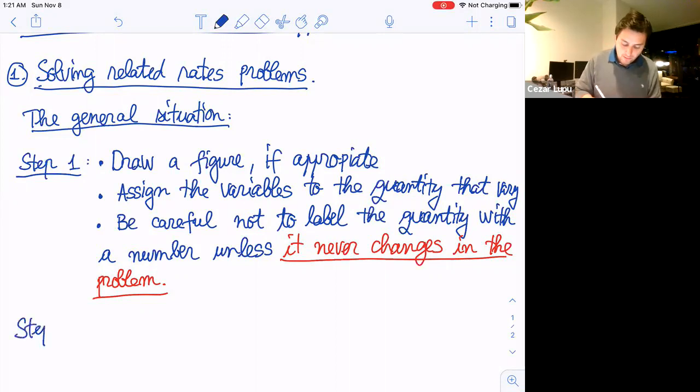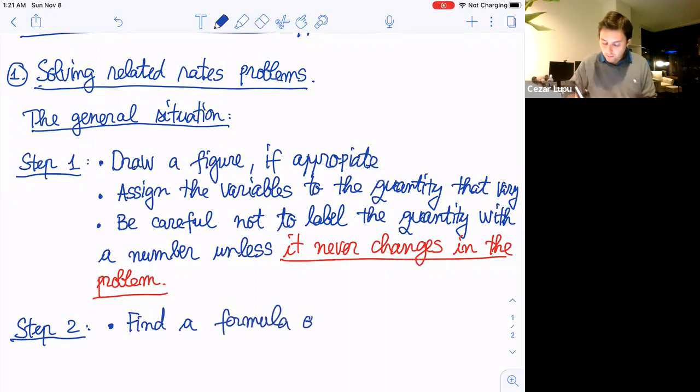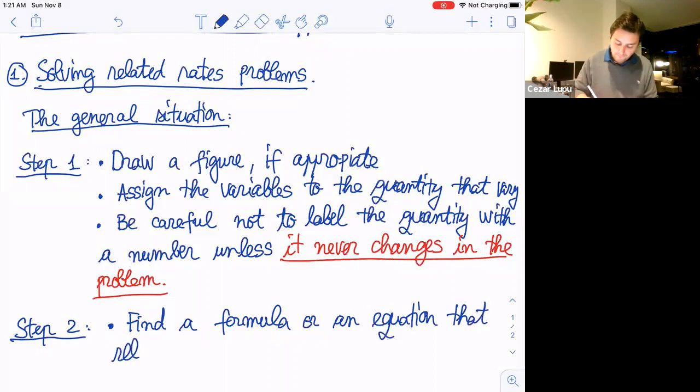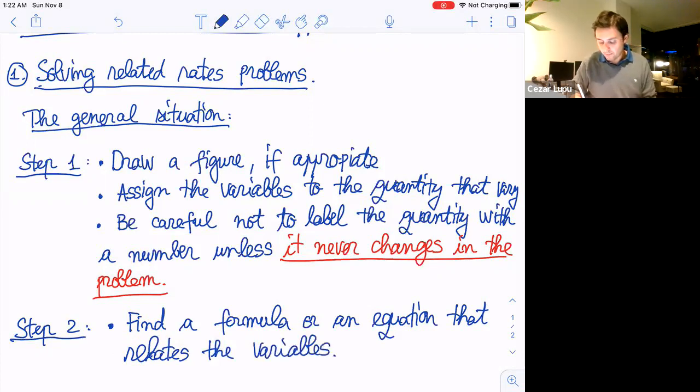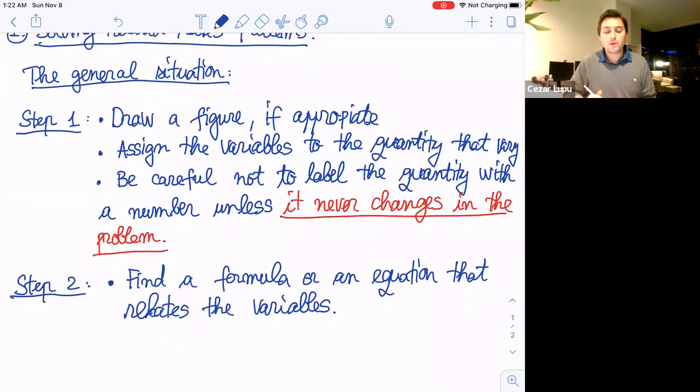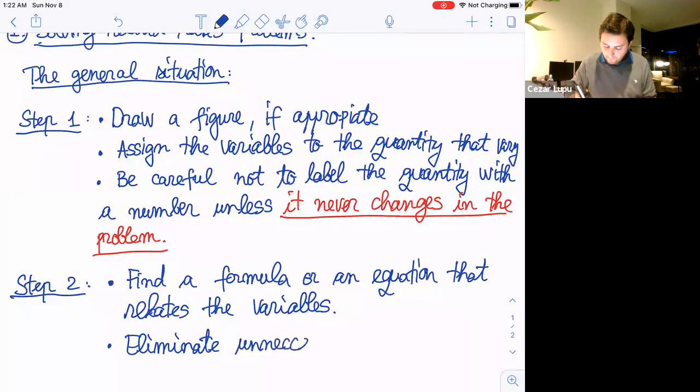All right, now step two. In step two, we would like to find a formula or an equation that relates the variables. And we would like to eliminate unnecessary variables. That's very important.